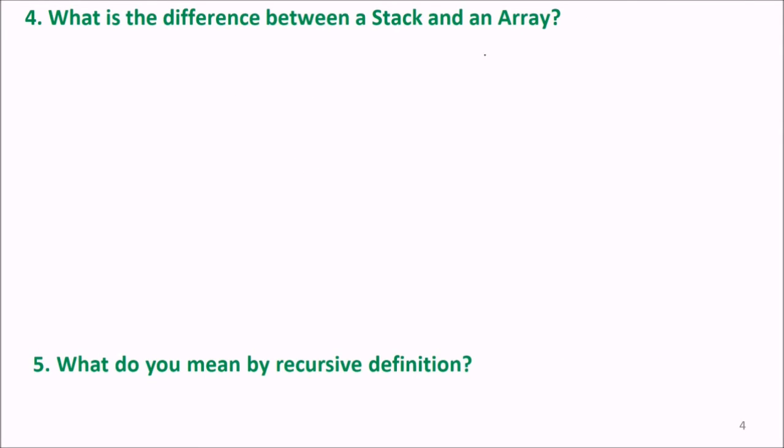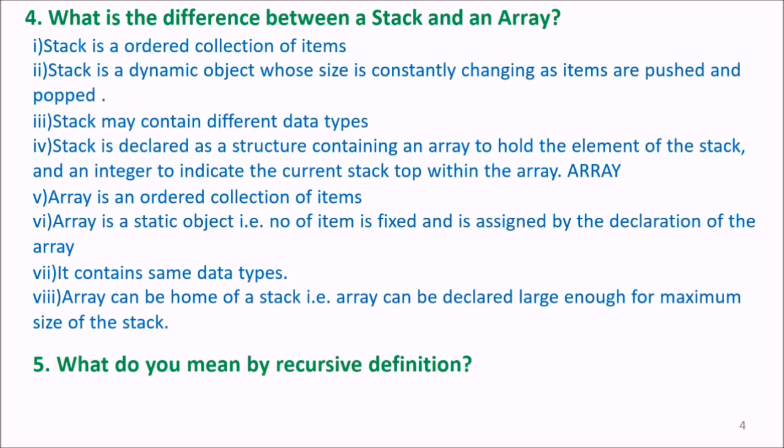What is the difference between a stack and an array? Here we have the array part and the stack part. First, stack is an ordered collection of items. Array is also an ordered collection of items. Stack is a dynamic object. Array is a static object. That means stack is constantly changing and items are pushed, that is inserted, or popped, that is deleted. Array is a static object, that is, the number of items is fixed and is assigned by the declaration of the array.